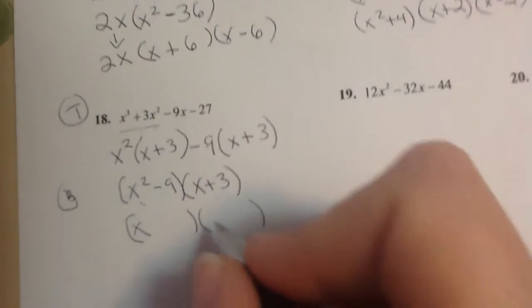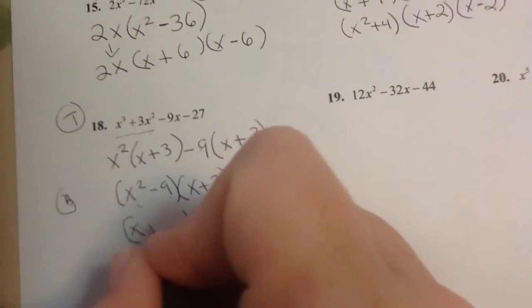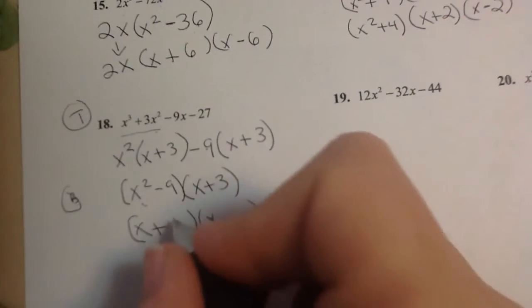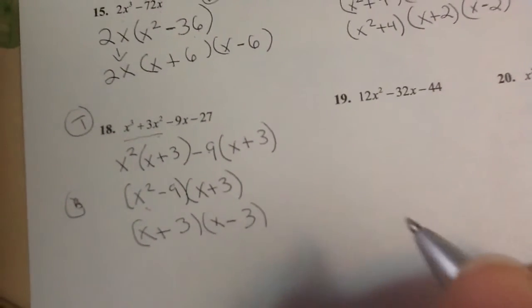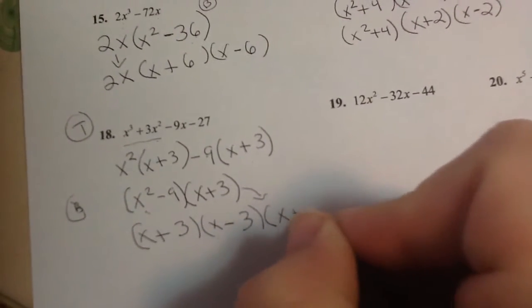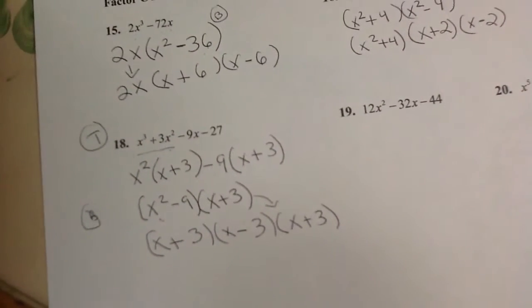Split your x's. One's addition, one is subtraction. The square root of 9 is 3 and 3. Do not forget to pull down your other factor. And that is that problem.